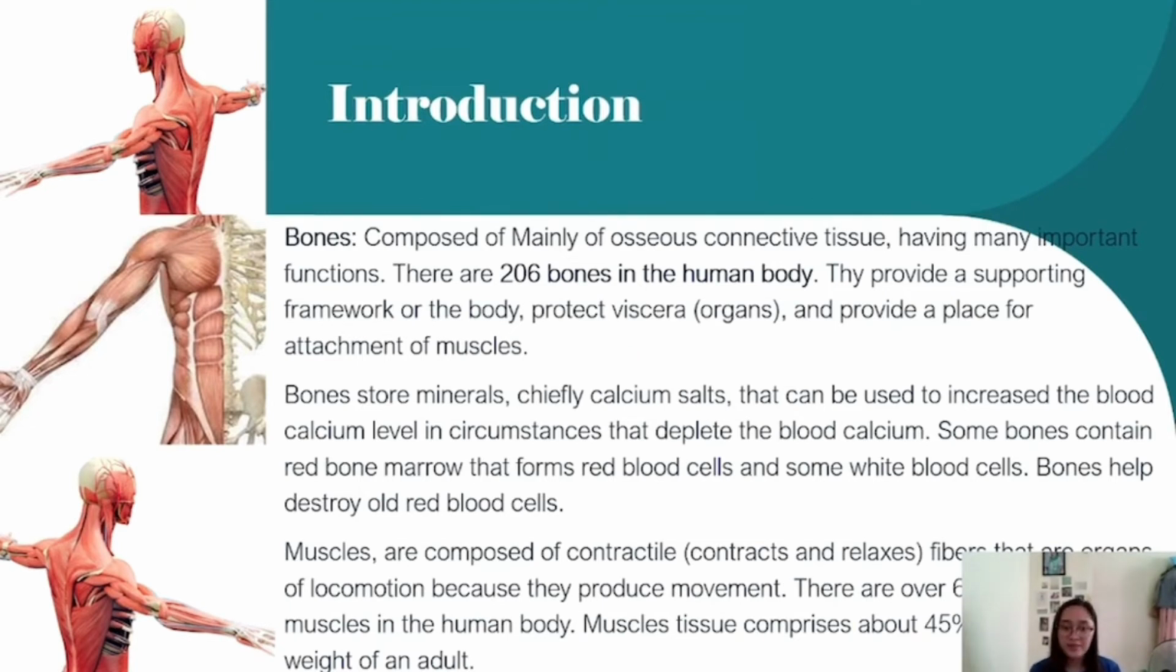Some bones contain red bone marrow that forms red blood cells and some white blood cells. Bones also help destroy old red blood cells. On the other hand, our muscles are composed of contractile fibers that contract and relax. They are organs of locomotion because they produce movements. There are over 600 individual muscles in the human body, and muscle tissue comprises about 45% of the total body weight of an adult.